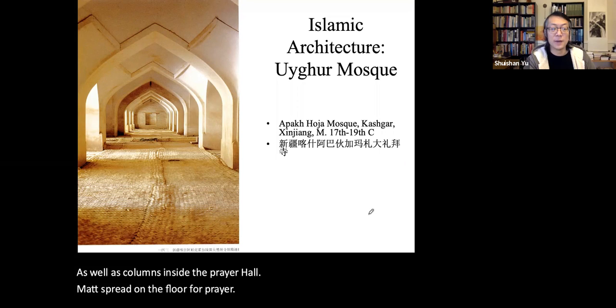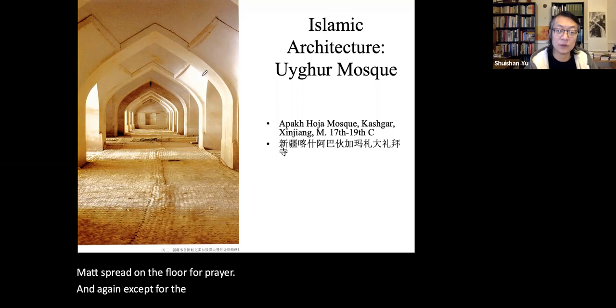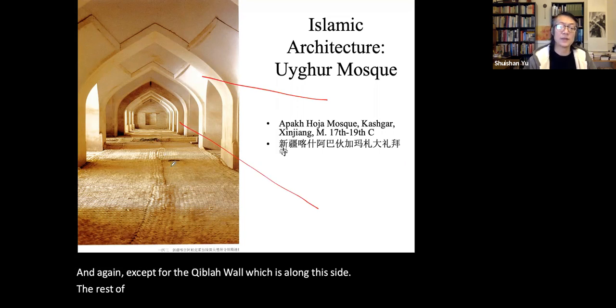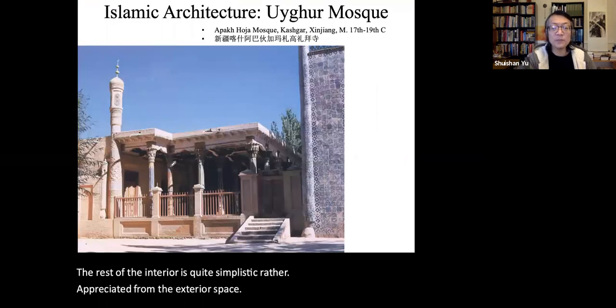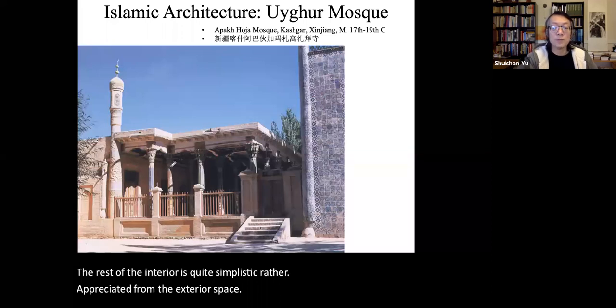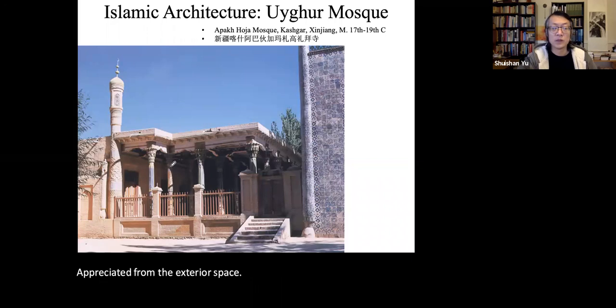And again, except for the Qibla wall, which is along this side, the rest of the interior is quite simplistic, barely differentiated from the exterior space. So this is the entrance to the prayer hall, and a minaret.